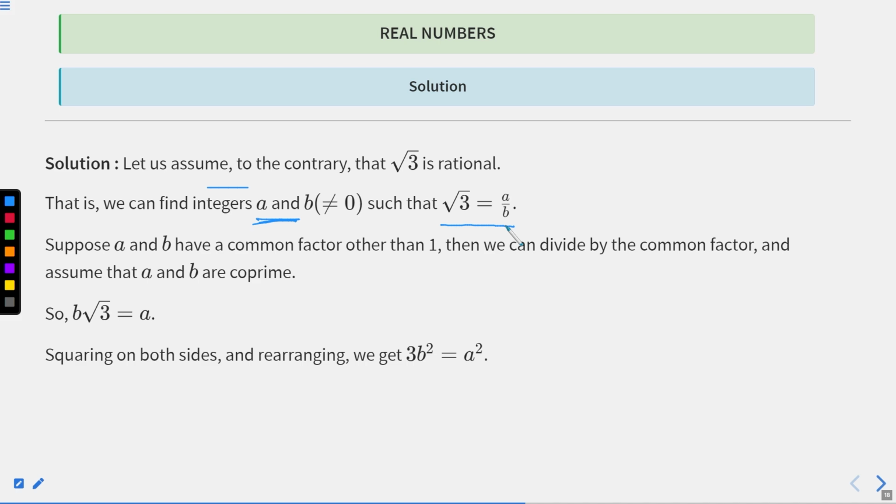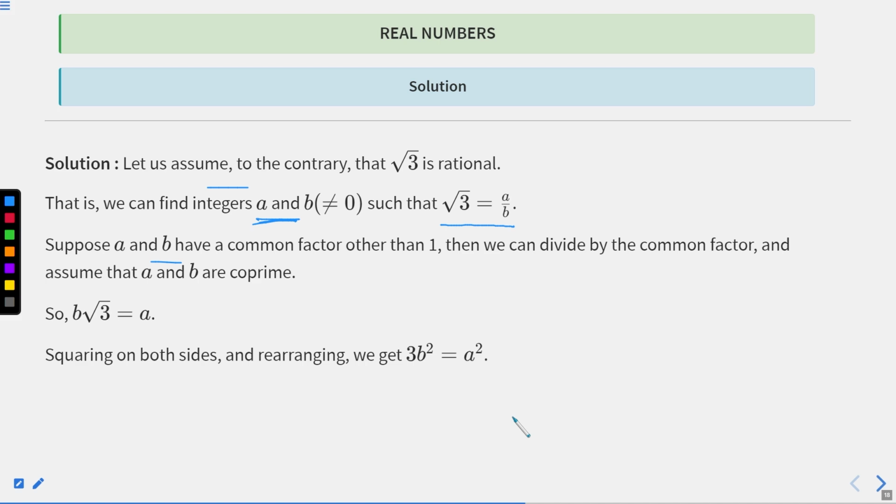Since root 3 is a rational number, we can find integers a and b where b is not equal to 0, such that root 3 can be written as the fraction a over b. Suppose a and b have a common factor other than 1. Then we can divide by the common factors, and we can also write root 3 as s over t, where s and t are co-prime. So here we assume that a and b are co-prime.